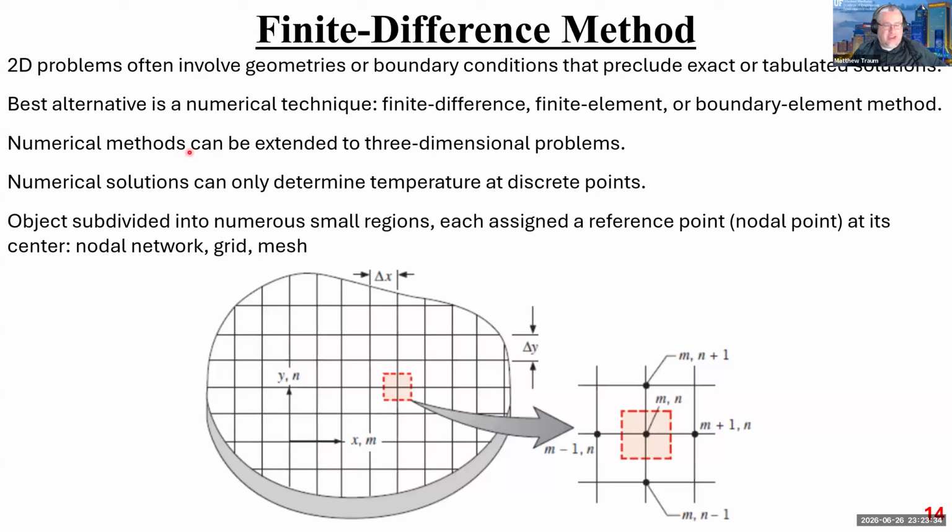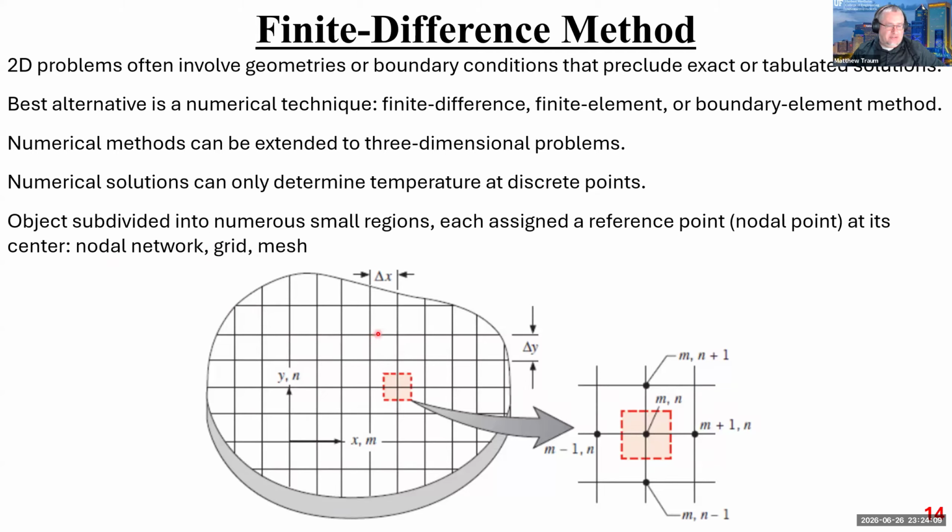Numerical methods can be extended to even three-dimensional problems. We've been talking about 2D here. We're going to stay with 2D, but if you wanted to, you could actually solve a third dimension, which of course gets more mathematically complicated, more computationally intense, but still solvable. The trick with numerical solutions, as I've been kind of harping on this whole time, is that you can only determine temperatures at discrete points. And we'll talk about kind of how those points emerge from a technique called meshing in a couple of slides.